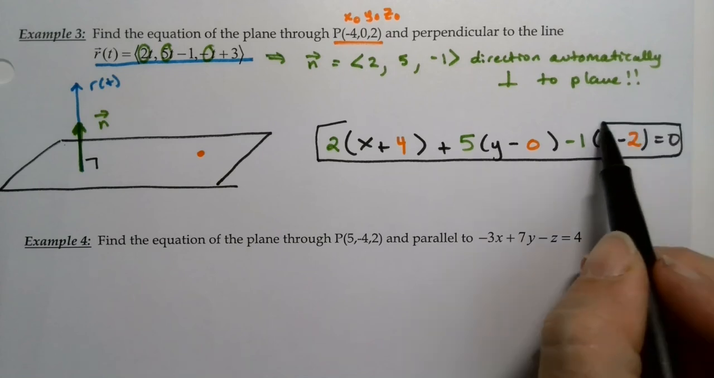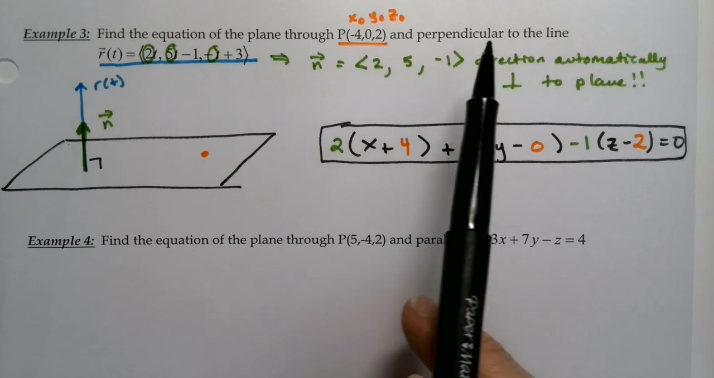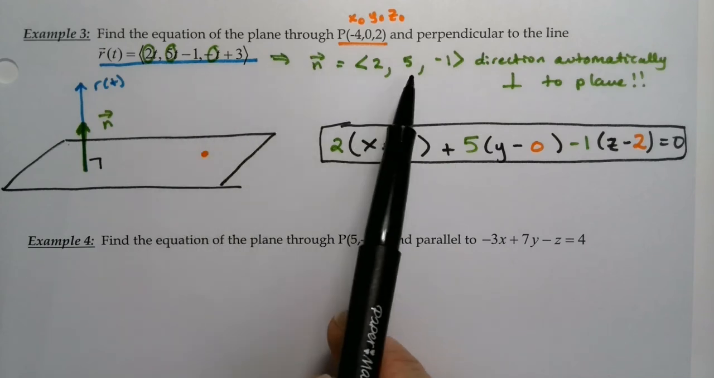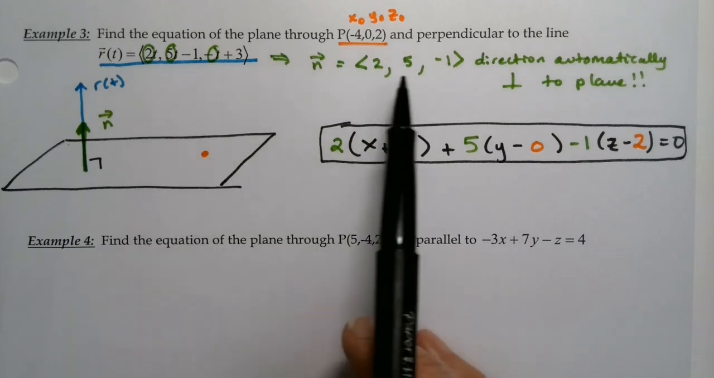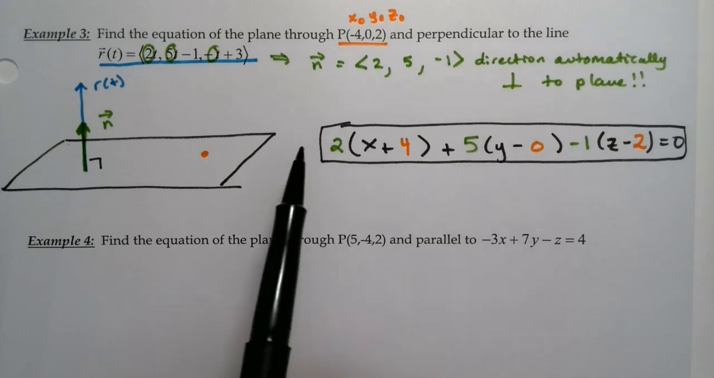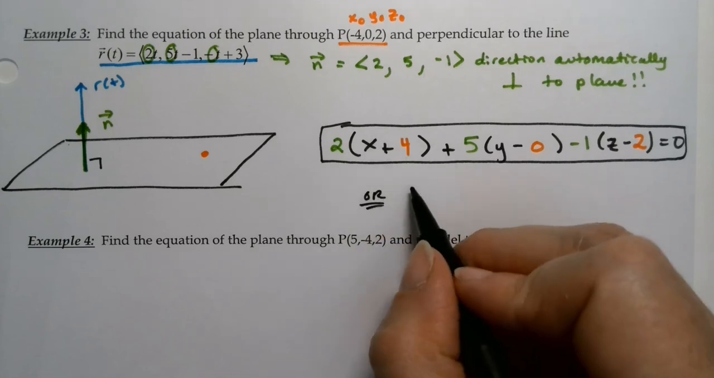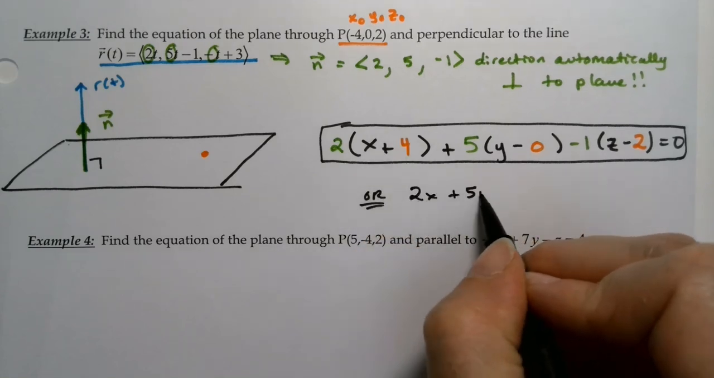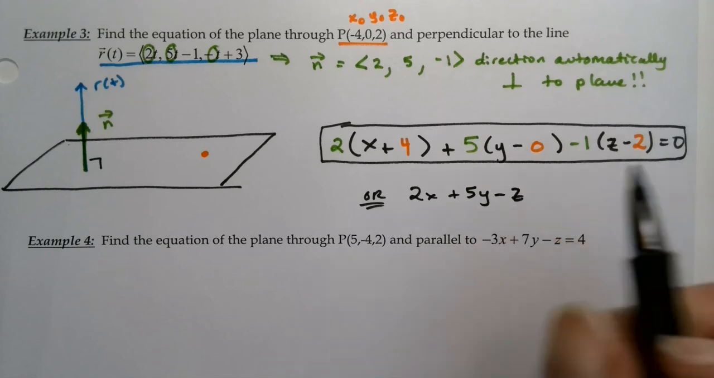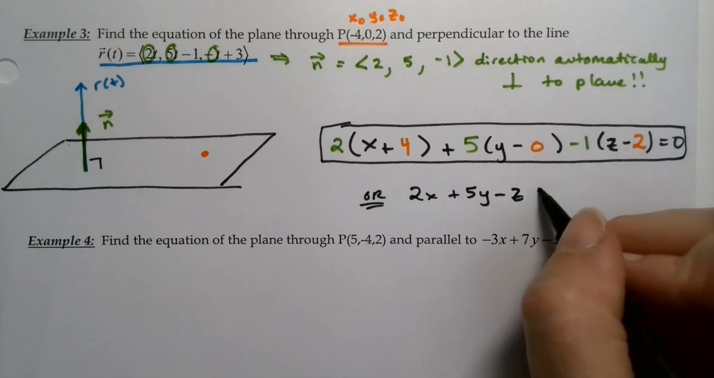It's a little bit of a cheat of a question because you don't realize how simple it is, right? Because they say it's perpendicular to this line, therefore that direction vector that comes from that line is normal, orthogonal, perpendicular to the plane. And so you just use it. If you want to simplify that down, of course, you can write it as 2x + 5y - z. That'd be 8, and then 2, so that's 10. So equals -10.